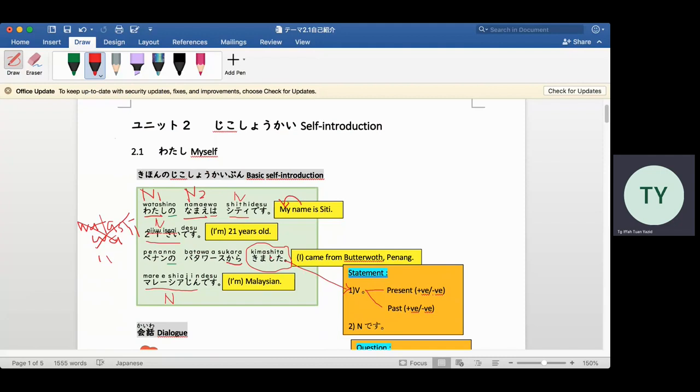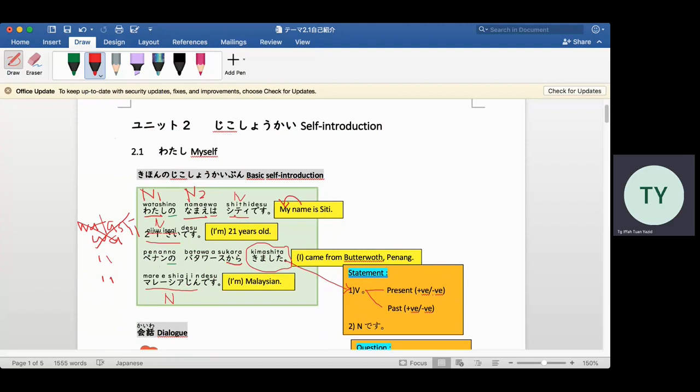Okay. So kimashita is came. So bila came is past tense. Came, right? Kalau present tense come. So kimashita, came. Verb in past tense, positive. So came from, kara from, came. Okay. Came from. Malaysia-jin desu. Malaysian. So again, watashi wa being omitted here. Okay. So I'm Malaysian. Malaysia-jin desu.